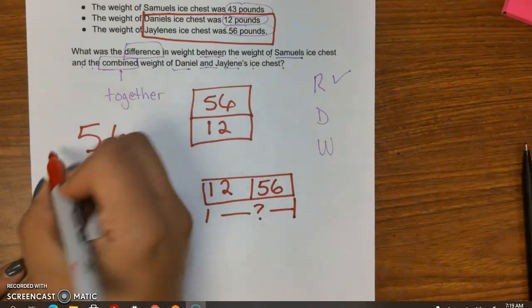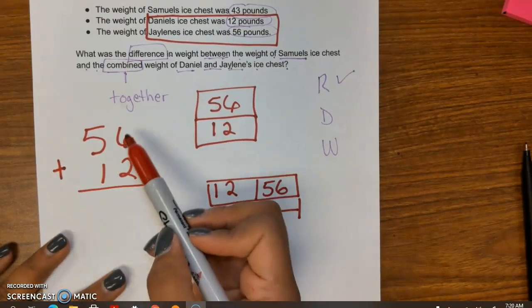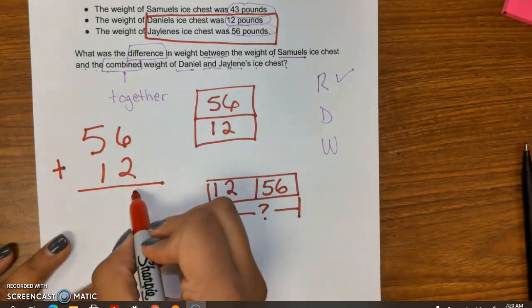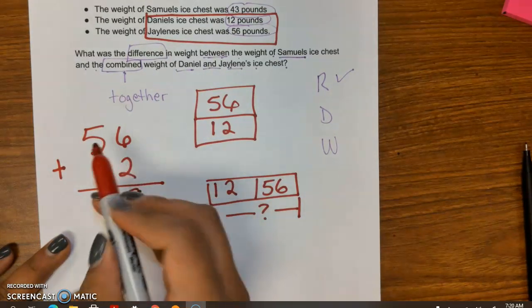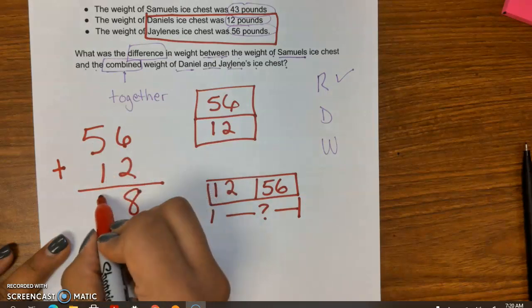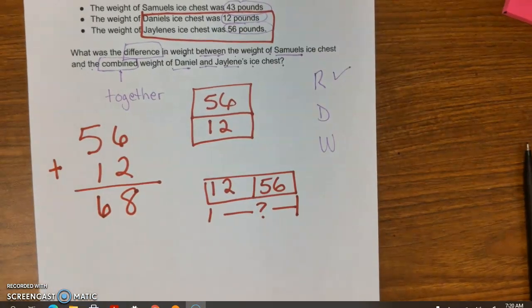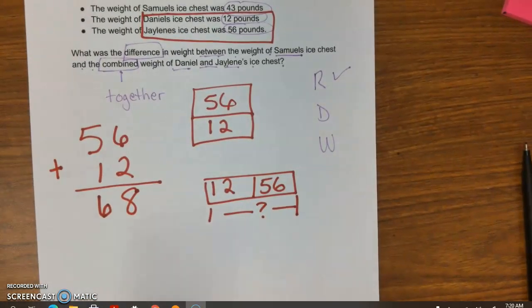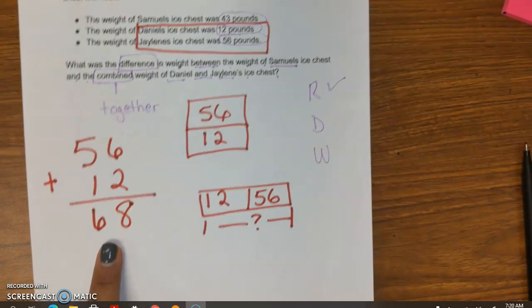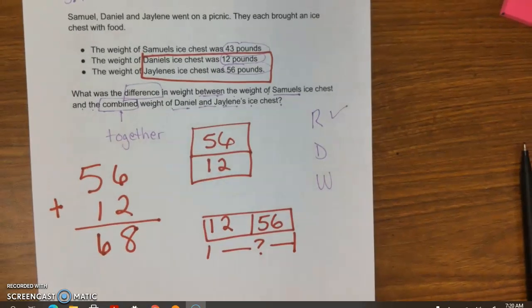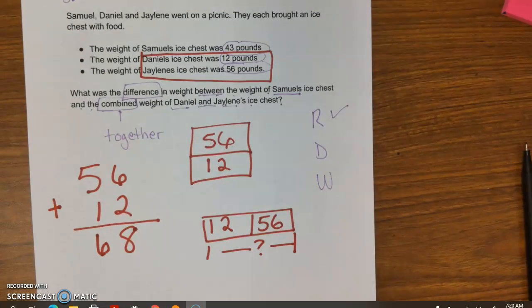So over here on the left, I'm going to put 6 plus 2, which is 8. 5 plus 1 is 6. Now, some of my friends stop because they think that's the answer. But how many people are at the picnic? That's right, 3 kids are at the picnic. So what about Samuel? What happens to him? Well, let's go back to our story.